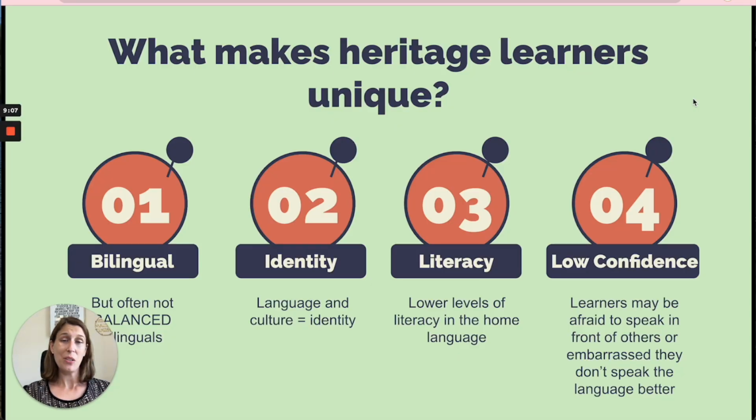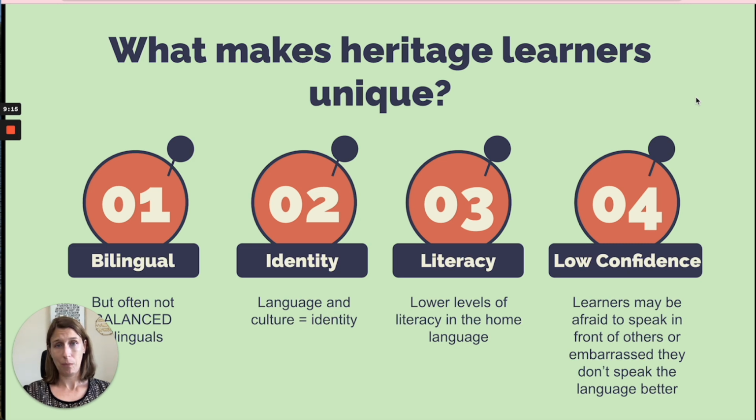Okay, so now that you know what a heritage learner is, what unique characteristics do they have that we should be aware of for their learning? Well, one, they are bilingual. We know that people who are bilingual learn and think about languages in a different way than people that are monolingual. So we need to keep this in mind, and we need to know that they're going to be pulling from all of their linguistic resources when they're learning.